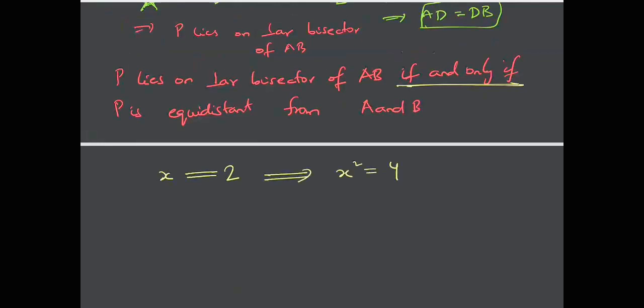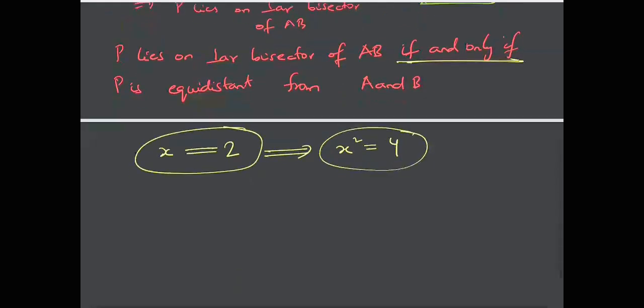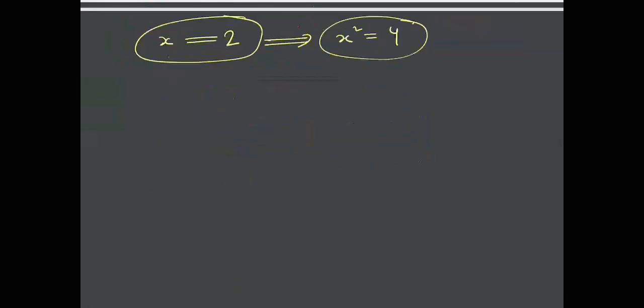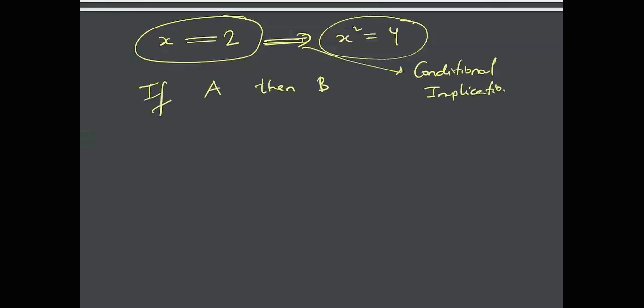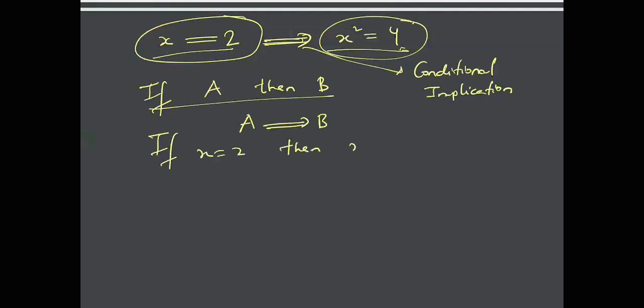is equals to 4, right? So x is equals to 2 is a statement, x square is equals to 4 is another statement. And what do you mean by implies? Implies means that it is a statement of the type if A then B. Okay, so this is a conditional statement. This is a conditional or implicational statement. So if A then B, you can write it as A implies B. So in this case, x is equals to 2 implies x square is equals to 4. This means that if x is equals to 2, then x square is equals to 4.